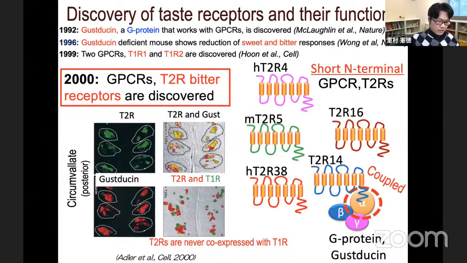Furthermore, T2R is coupled with gustducin. So T2R would be a sweet or bitter taste receptor, because gustducin mediates bitter and sweet signal transduction, as I mentioned.